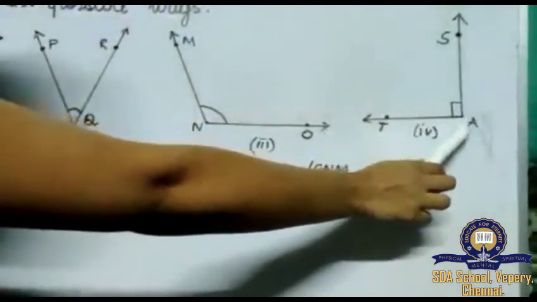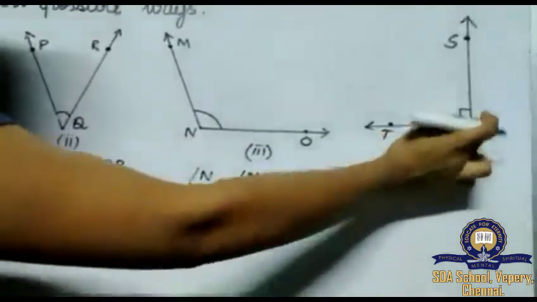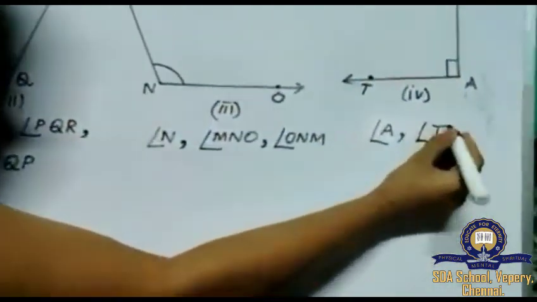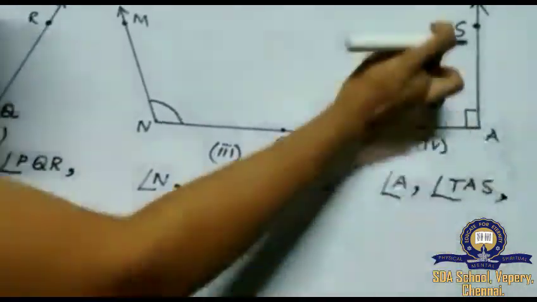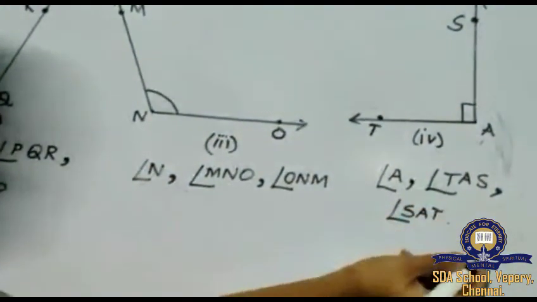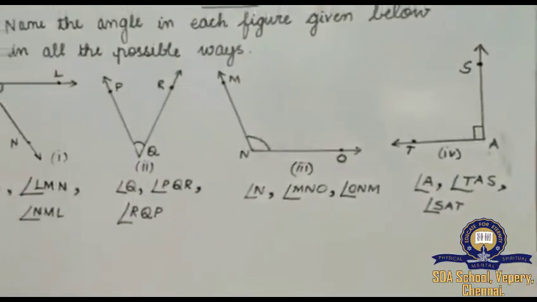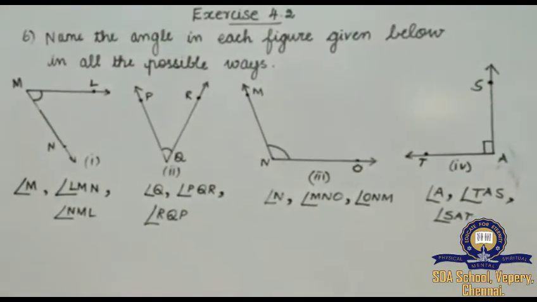Here A is the angle, right? So A, and we can write TAS, and then we can write SAT. Okay, so that's it, students. Can you all understand?